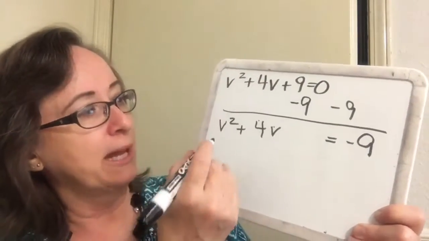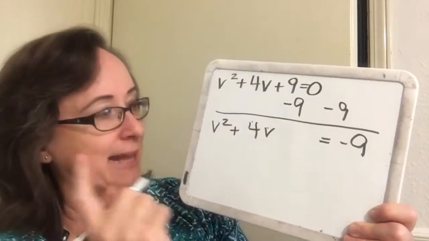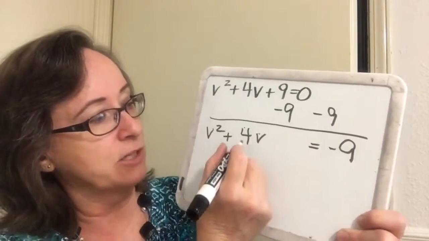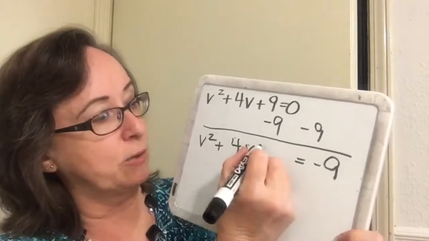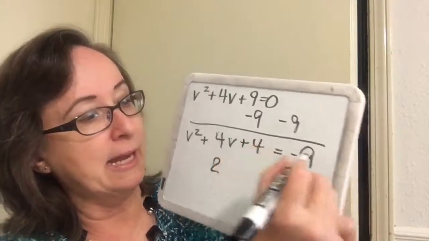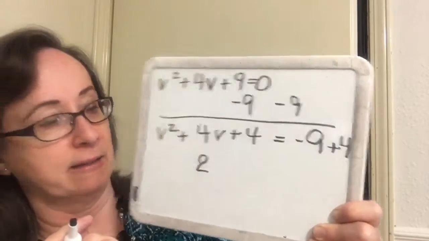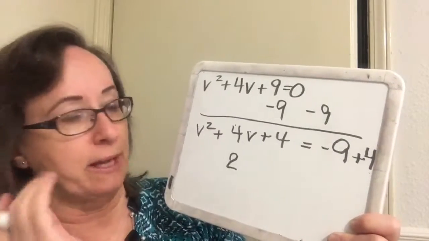Okay, so now I'm looking and saying, the first term is a 1. That's what I need. Next, I'm going to cut this one in half. When I cut a 4 in half, I get a 2. When I square a 2, I get a 4. And I'm going to add the 4 to the other side. If I add the 4 to both sides, I don't change my equation.